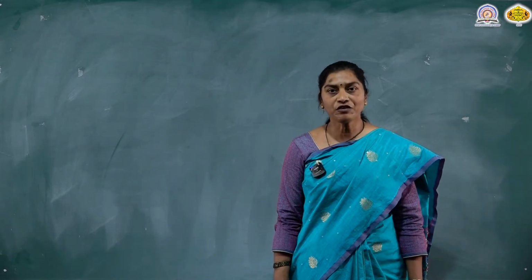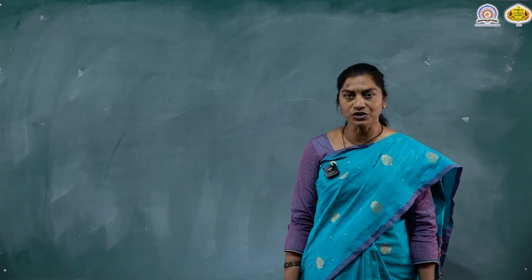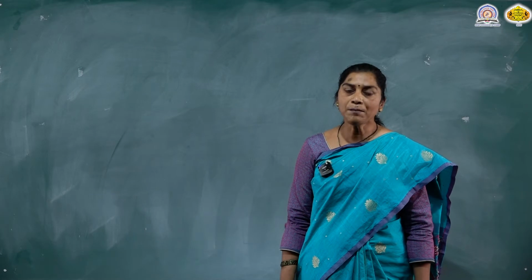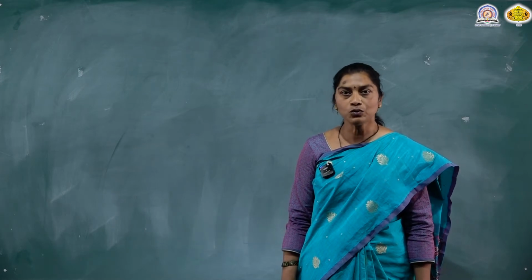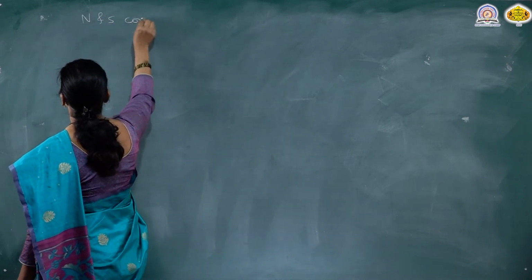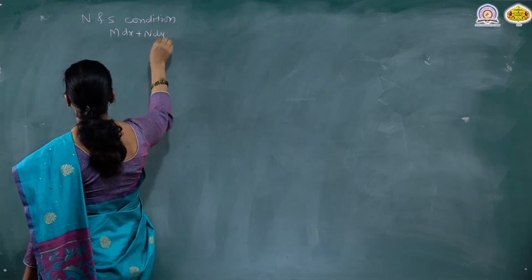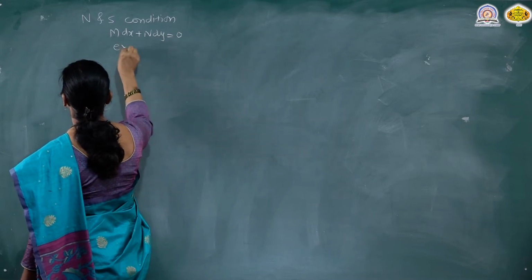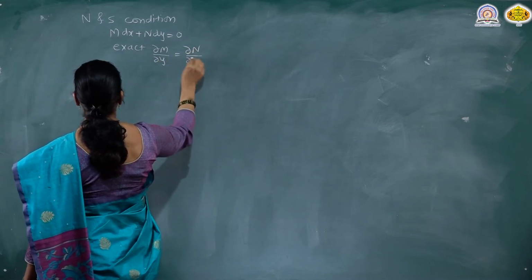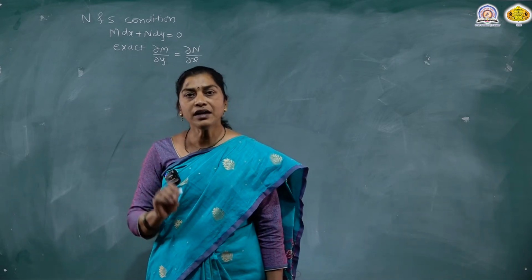In the previous lecture of FY/BSc Calculus, we studied what is meant by an exact differential equation and the necessary and sufficient condition for the differential equation M dx plus N dy equal to 0 to be exact. We know that the necessary and sufficient condition for the equation M dx plus N dy equal to 0 to be exact is ∂M/∂y equal to ∂N/∂x. Today we are going to see what is meant by an integrating factor.